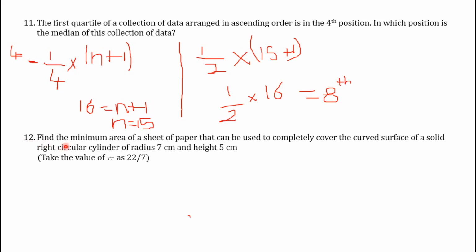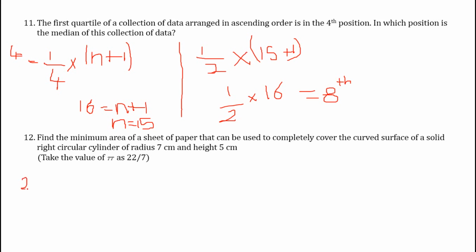It says find the minimum area of a sheet of paper that can be used to completely cover the curved surface of a solid right circular cylinder of radius 7 cm and height 5 cm. So to do that, we should calculate the area of the curved surface of the cylinder, and that will be the minimum area of the sheet of paper. So now let's do that.